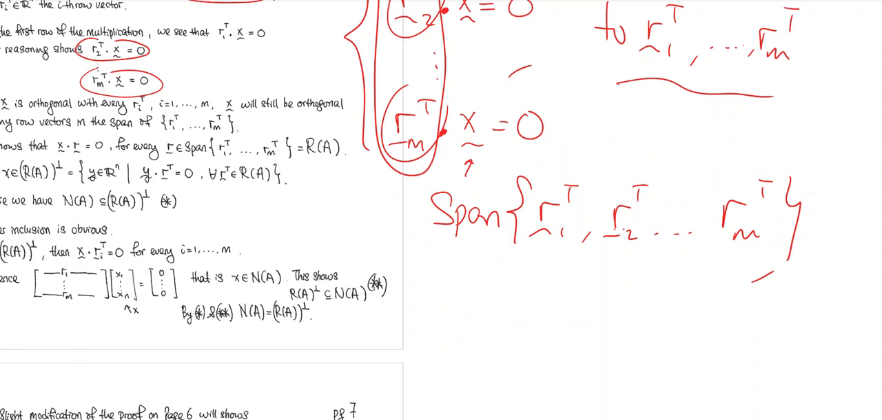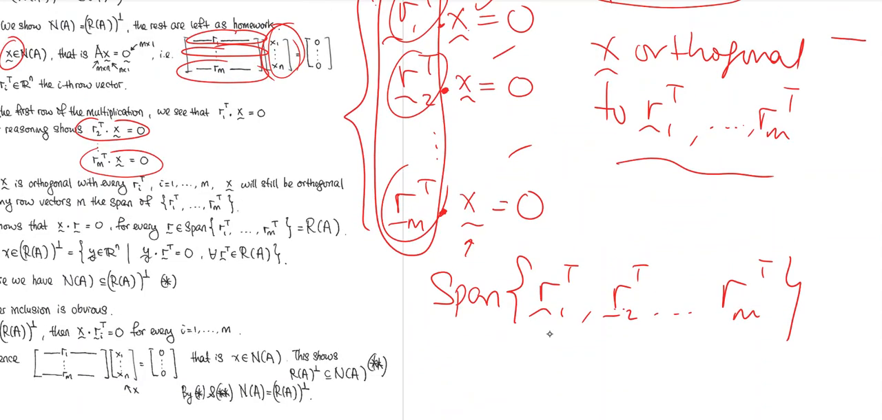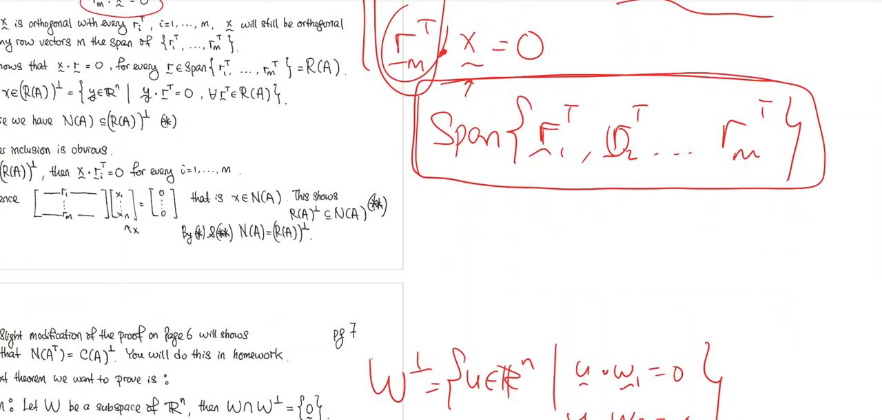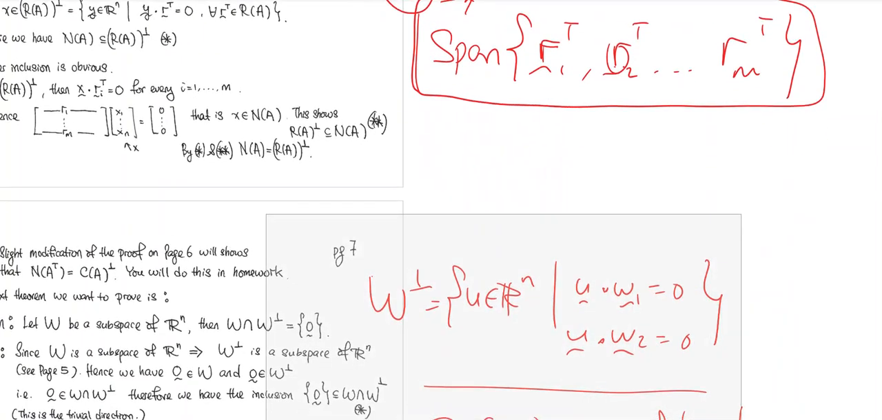Okay, so let's look at it slightly carefully. What is this vector space, by the way? This vector space, so these are row vectors and then you transpose them. Think about it like this.